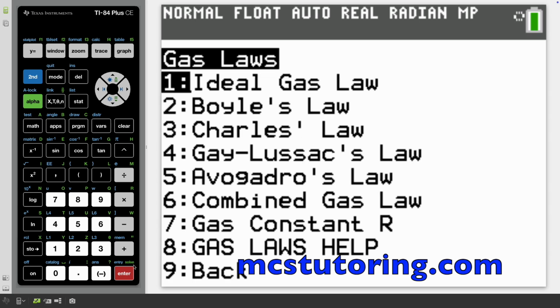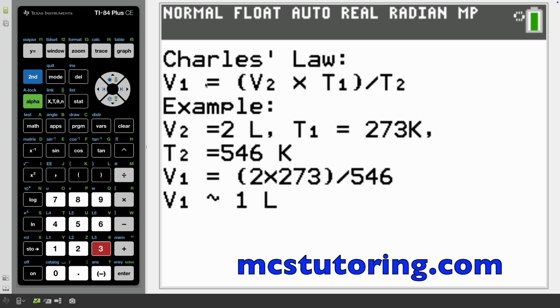Okay, and then let's do Charles' law, for example. V1 equals V2 times T1 divided by T2. Here's your example with the V2, T1, and T2 given. And then this is how you find volume 1. It's approximately 1 liter. So we go on.